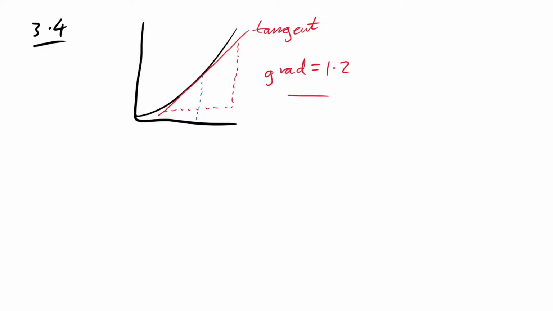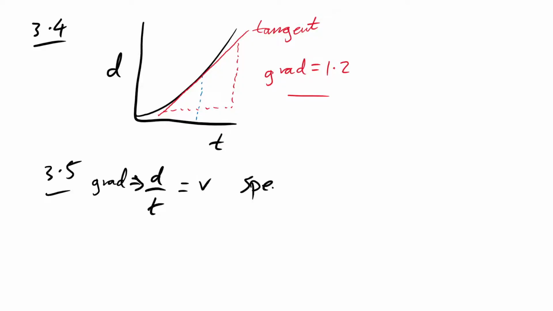What does this gradient represent? Well, we can see on the y-axis it's distance, on the x-axis is time, so therefore gradient is going to be distance over time, so that is speed or velocity at that time.